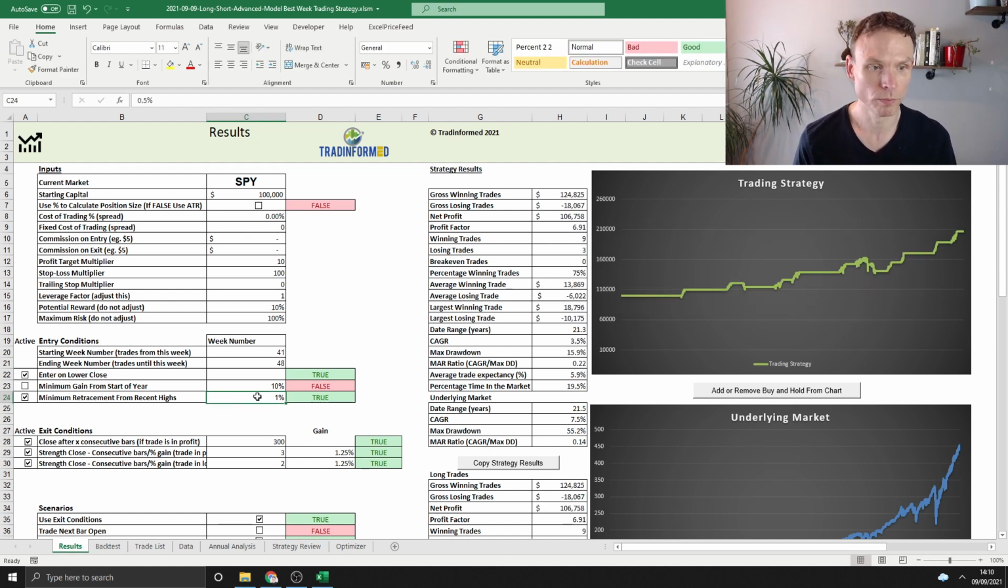Now, if I was to reduce that to 0.5%, you can see, well, we're getting fewer trades, but the results are holding very true. So here again, we have a negative result or a positive result. What we're seeing is that proximity to recent highs is not really affecting this. It's not really a big factor.